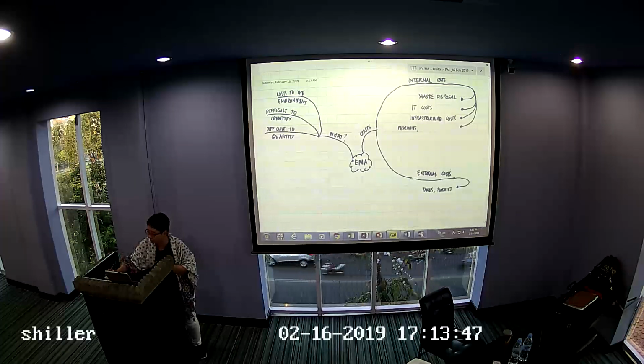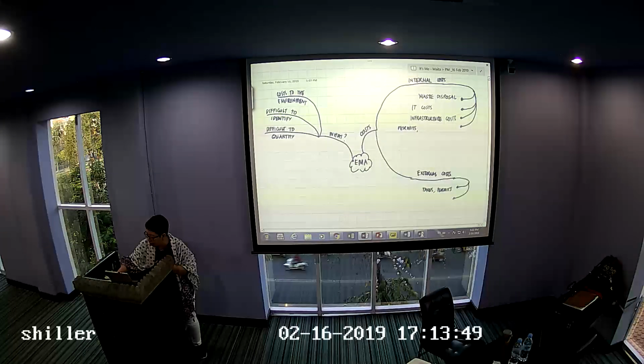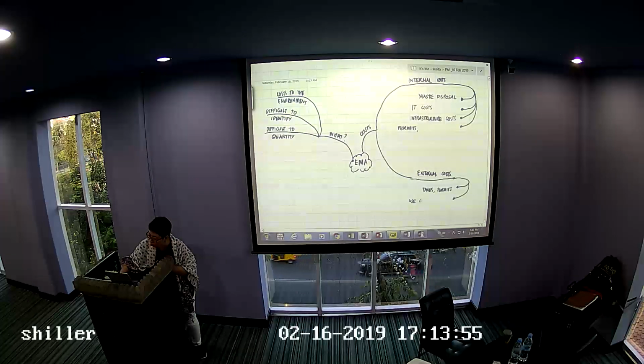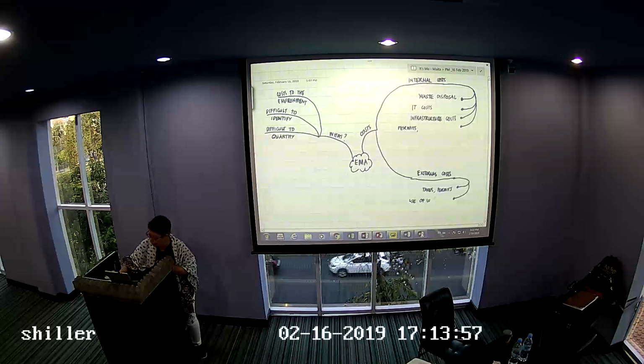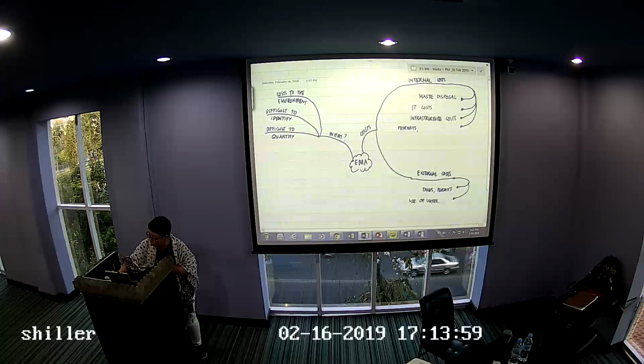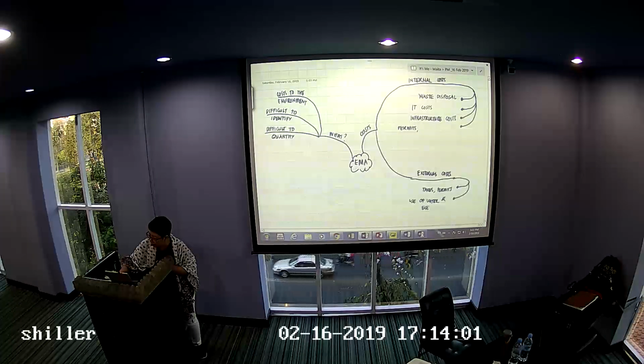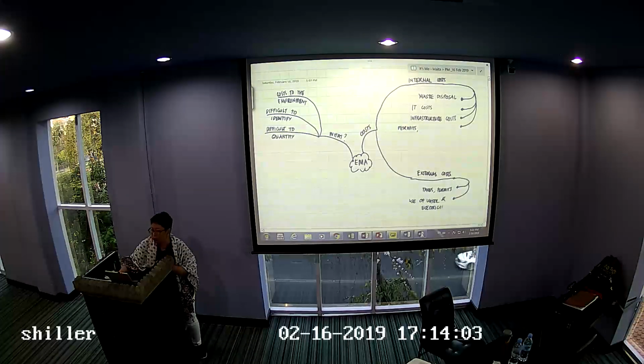Okay. What else do you pay externally? Then external cost would be the use of what? Use of water. I'll put the energy here. Water and electricity. That's not internal. That is external. Okay. All right.